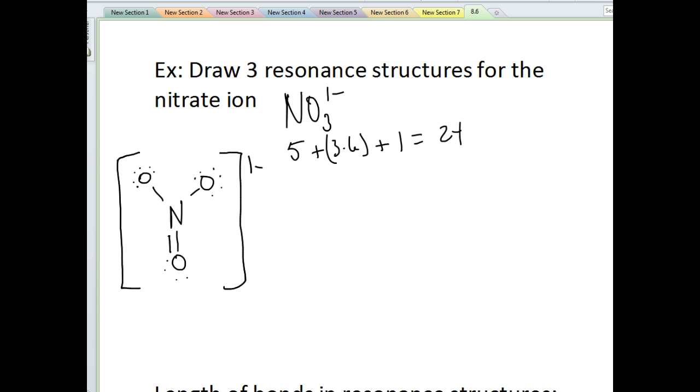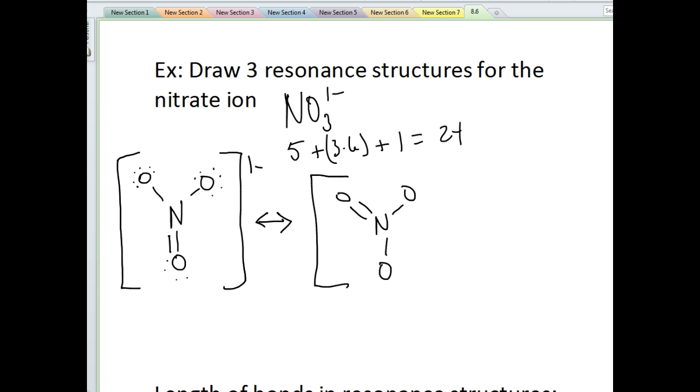Now hopefully you're seeing that, hey, that's not the only way we could draw a nitrate, and it's not. We could draw it as a resonance structure, and I'm going to draw another one over here. Central nitrogen, oxygen, oxygen, oxygen. Well, that double bond could be going this way.